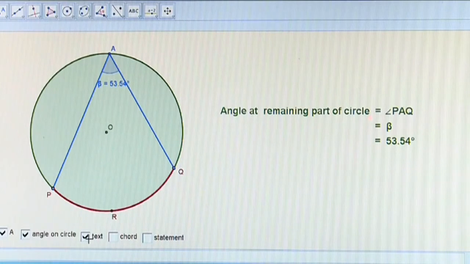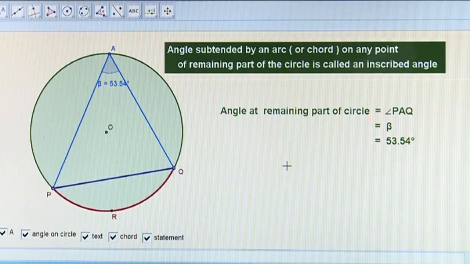This angle PAQ is known as inscribed angle inscribed by the arc PRQ. See, chord PQ is also inscribing the angle PAQ on the remaining part. We can give the statement that angle subtended by an arc or chord on any point of remaining part of the circle is called an inscribed angle.